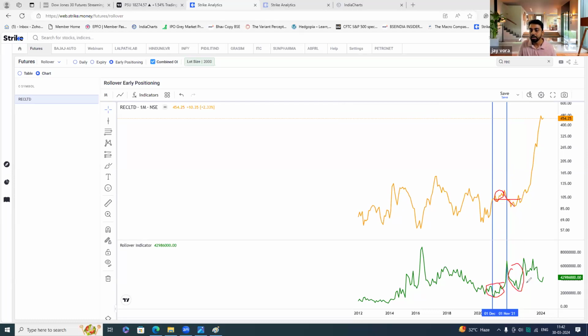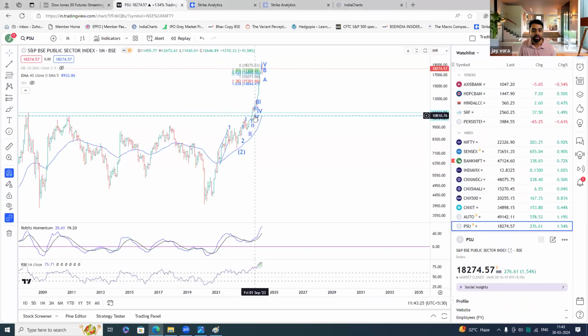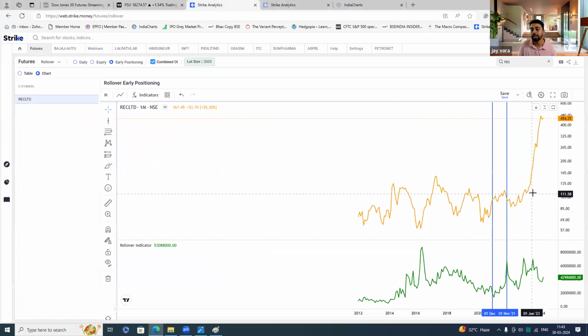But it was still telling me that open interest has not come back to the lowest level, which means that whatever shorting has happened over here, people are actually holding on to those shorts. And that's where, eventually, this entire range broke on the upside. You would notice that this breakout had actually occurred somewhere in 2023 or so. You can see that the PSU index had also given a breakout somewhere around 2023. So then I was trying to find stocks which had not rallied.